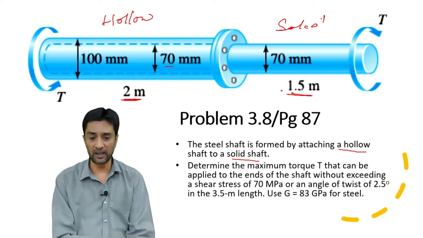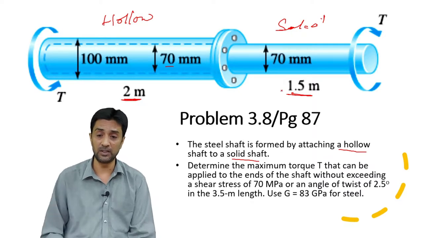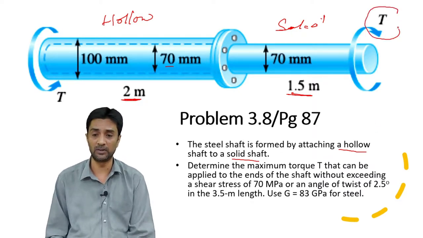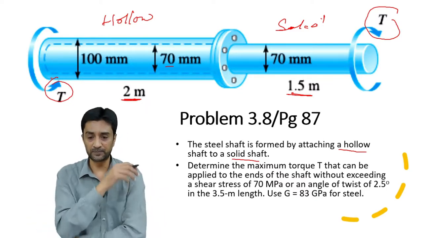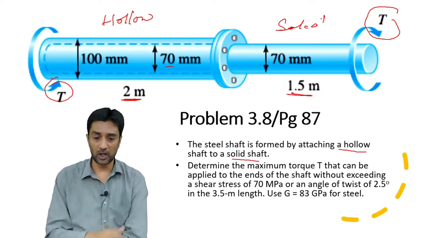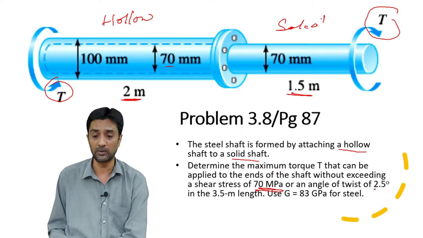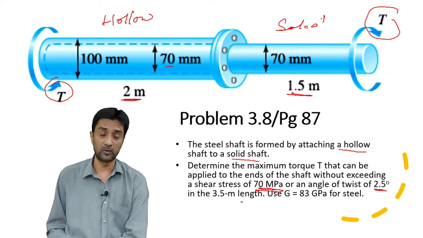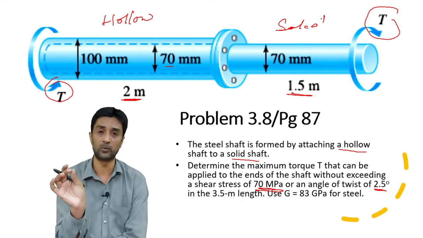Then we have been asked to determine the maximum torque T. We need to find out how much this torque T should be, because these two torques need to be equal, otherwise this will start rotating. At the end of the shaft, without exceeding a shear stress of 70 megapascal. So shear stress has been limited to 70 megapascal, and the angle of twist has been limited to 2.5 degree in the 3.5 meter length.